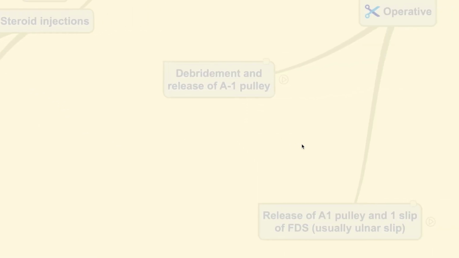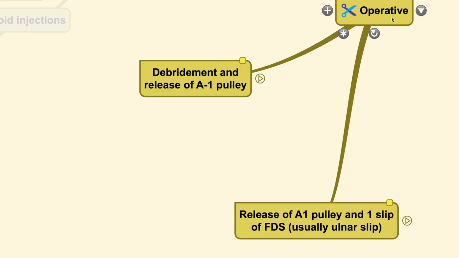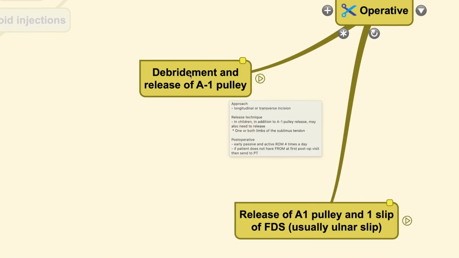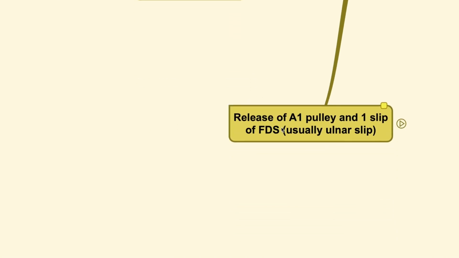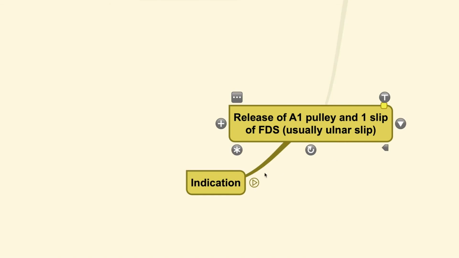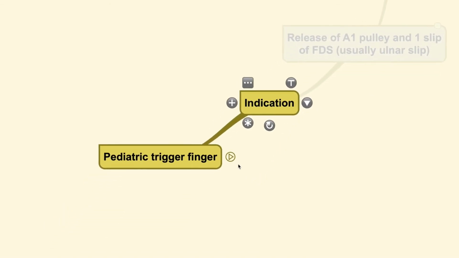Okay, moving on to the operative. There are two basic techniques that are usually used, which includes the release of A1 pulley or the release of A1 pulley plus another procedure, which is the release of one slip of the FDS. This particular technique is usually used in pediatric population.